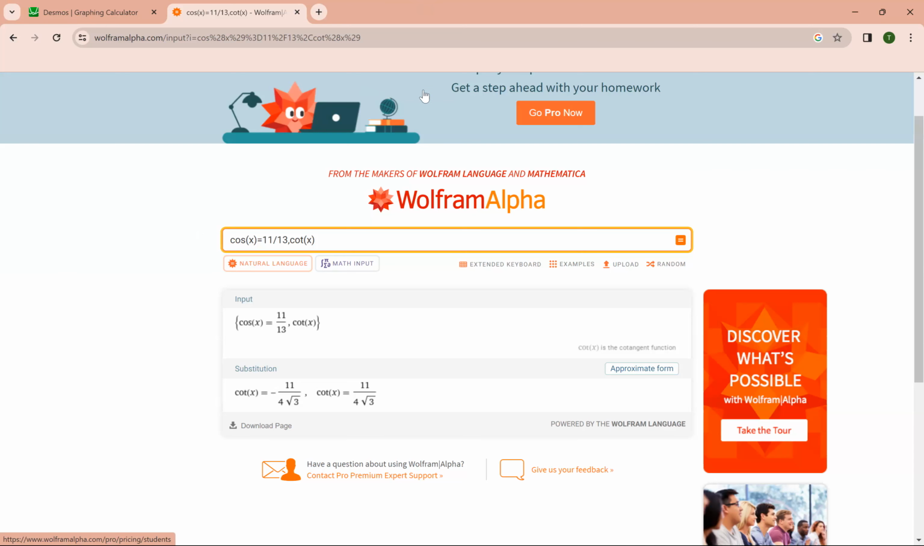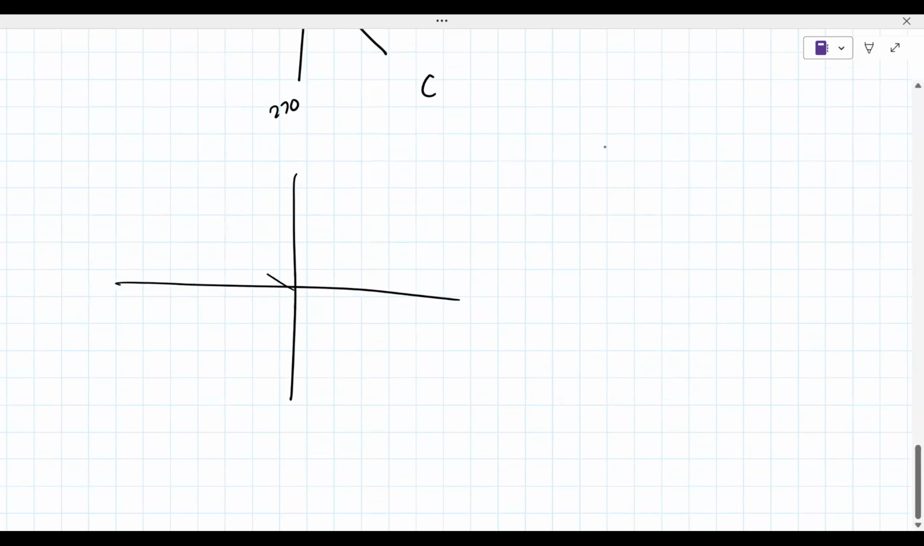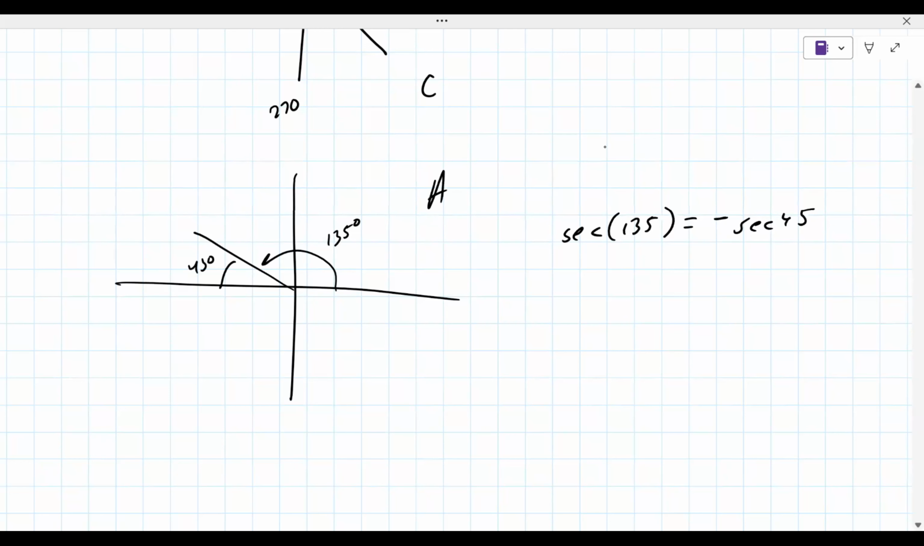It's this one, kind of like the other one here. So the secant of 135, there's 135 degrees. That's 45 degrees. So secant of 135 equals secant of 45. But since you're in the second quadrant, it should be negative, because secant in the first quadrant is positive and secant in the second quadrant is negative. So you have to put that negative sign to get the right value out.